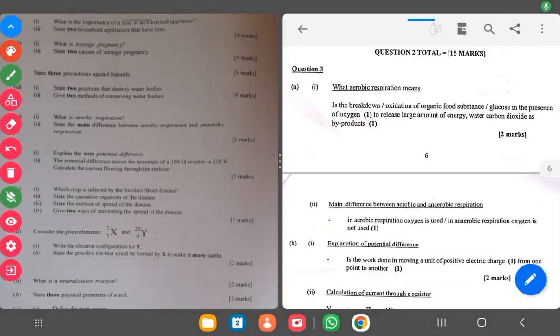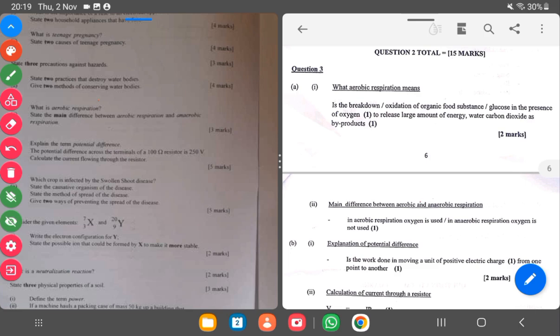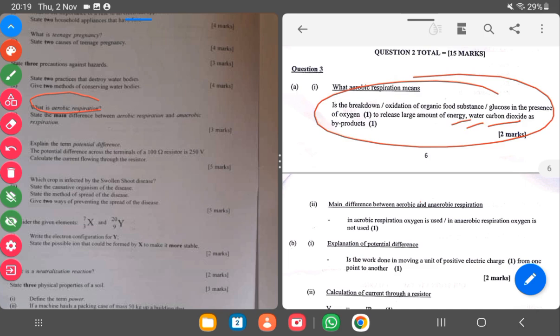So what is anaerobic respiration? You have your answer here. Breakdown of food substances to release energy, with water and carbon dioxide as byproducts. The main difference between aerobic and anaerobic respiration, you have it here. In aerobic, oxygen is involved; in anaerobic, no oxygen is involved.